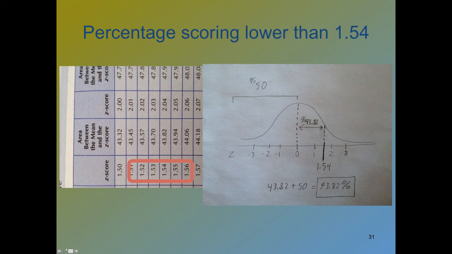So less would be anything from 1.54 all the way to the very beginning of the curve. So that means that since our table gives us only the area from here to that particular z-score, we still need to add the 50%, which is the area that is the other half of the distribution, right? So it would be 43.82 plus 50% equals 93.82%, right, fall below a z-score of 1.54.